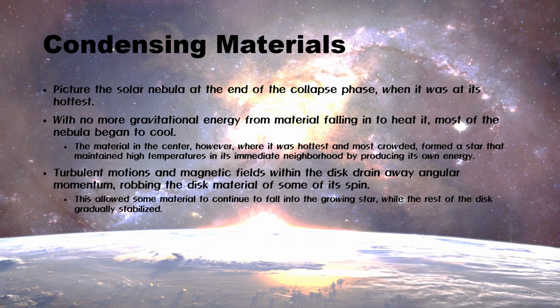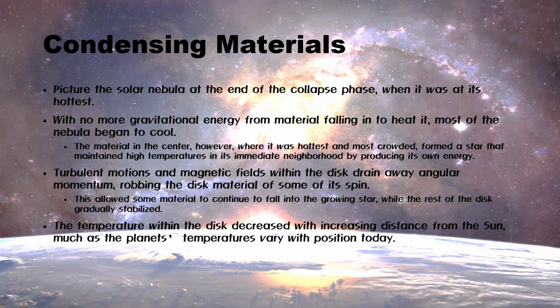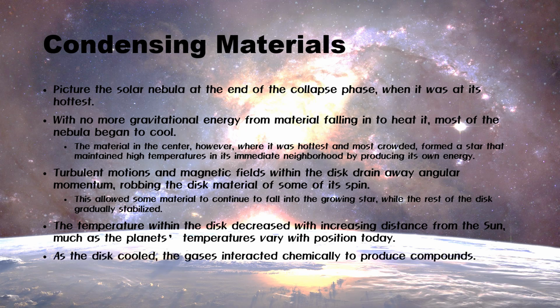Turbulent motions and magnetic fields within the disk drain away angular momentum, robbing the disk material of some of its spin. Because we're losing some of that spin, it allows some material to continue to fall into the growing star, while the rest of the disk gradually stabilizes. The temperature within the disk is going to decrease with increasing distance from the sun, much as the planets' temperatures vary with position today. And as the disk cooled, the gases interacted chemically to produce various different compounds.